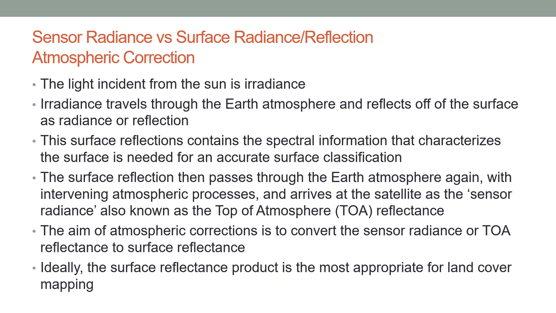Sensor radiance is also known as the top of atmosphere radiance, and that is what is captured by the camera. The whole idea is to recover the surface radiance from the sensor radiance by accounting for the atmospheric effects that happened as the light traveled back from the surface of the Earth to the sensor. So please do bear in mind that ideally the surface reflectance product is the most appropriate for land cover mapping if you have it available.